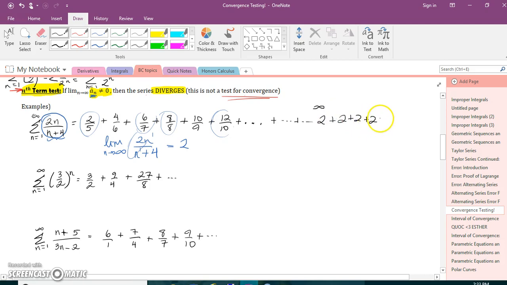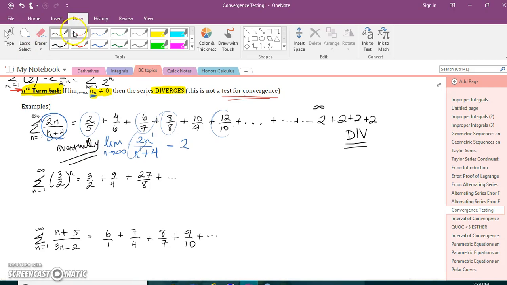And then if you kept going, you would be adding a bunch of 2's here. And if you keep adding 2's, you're never going to get to one finite number. So that means that this series 100% diverges. So again, this is what happens eventually whenever we go to infinity.